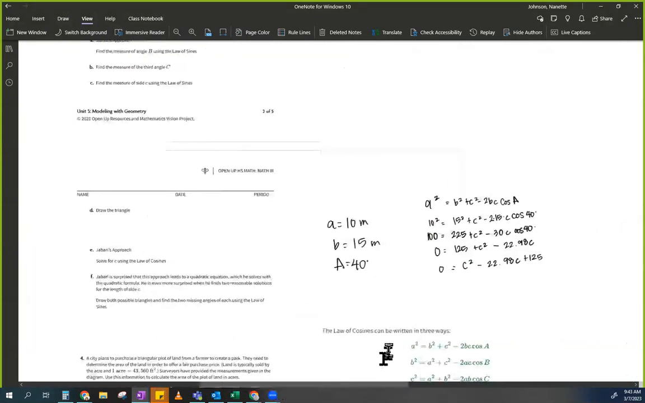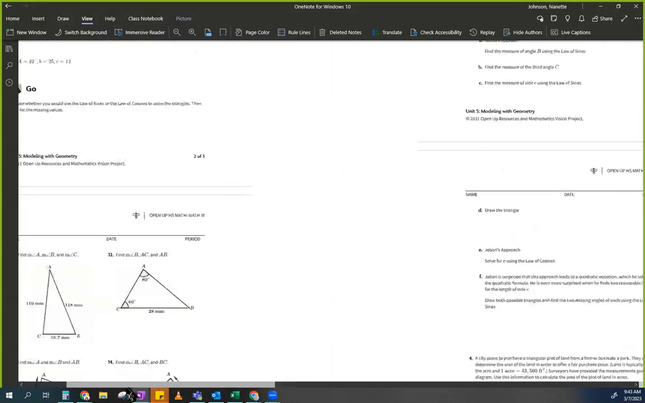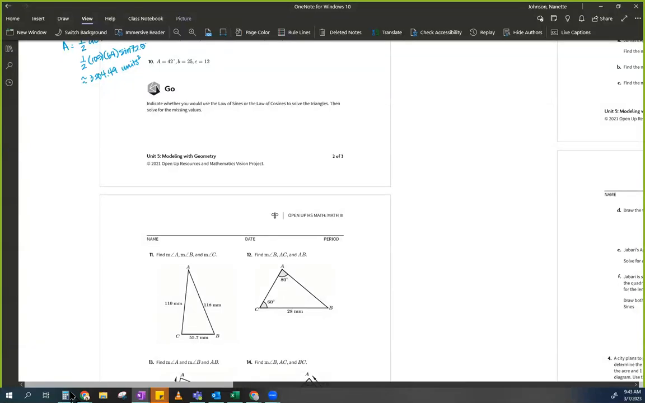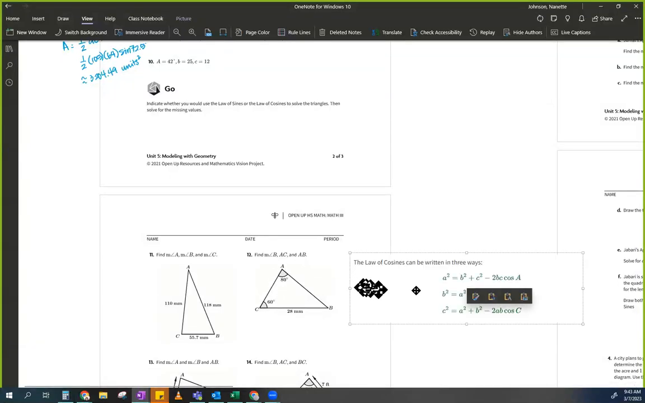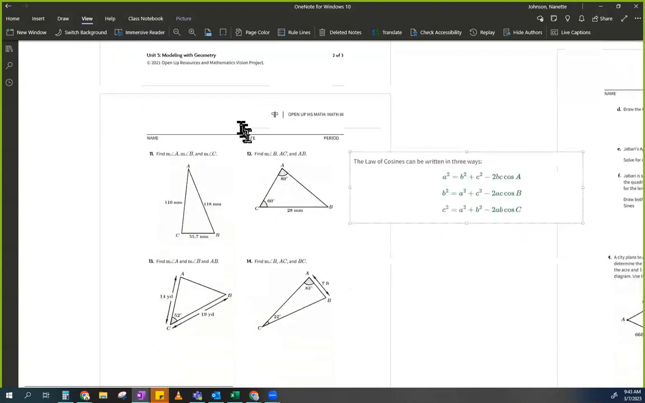The first thing I want to do is grab my law of cosines, because law of cosines is one that you guys are just learning right now. So there's the law of cosines. The law of sines is a little bit less cumbersome: sine A over a, sine B over b, sine C over c. It says, indicate whether you would use the law of sines or law of cosines to solve the triangles, then solve for the missing values. There's definitely an advantage, and this is what we were talking about at the very end of class, of using the law of cosines over the law of sines, because of this ambiguous case that we'll talk about right before the test.